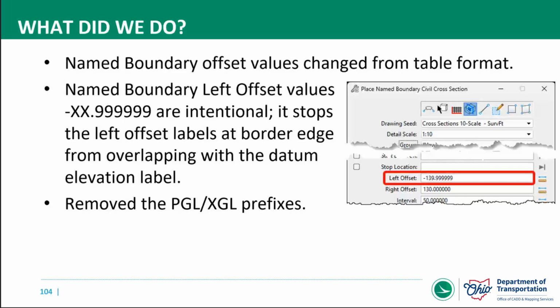So the left offset falls at an even number, and so that offset value would end up getting annotated. So here in this case, it'd be a negative 140 feet. So when that gets drawn or annotated, you have a 140 label that's going to overlap your datum elevation label, say 890 or whatever that might be. And I didn't like that. No one's going to like that. I didn't want you to have to delete it.